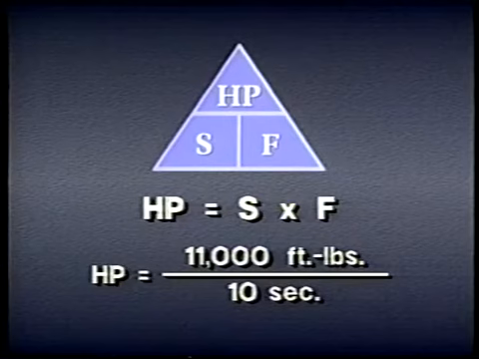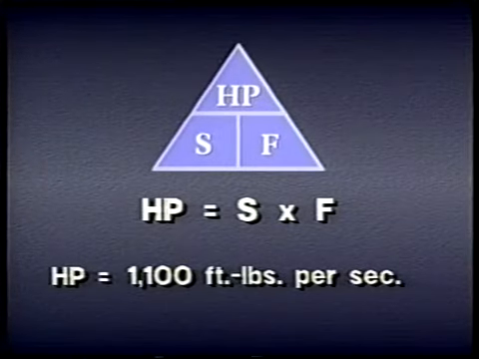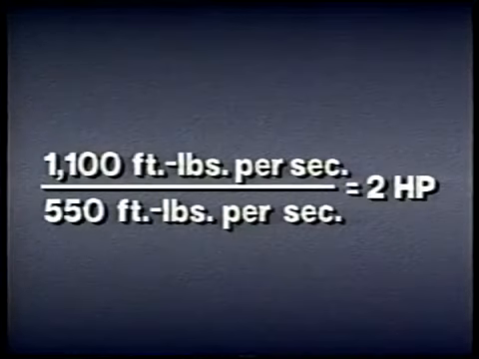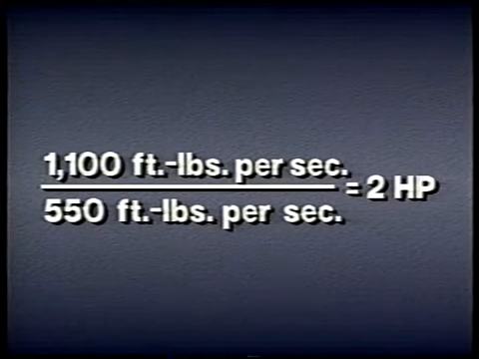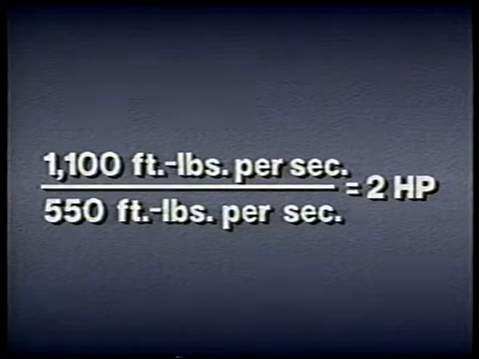1 foot times 11,000 pounds is 11,000 foot-pounds, which must be divided by 10 seconds. That gives us 1,100 foot-pounds per second. Since 1 horsepower equals 550 foot-pounds per second, the cylinder must develop 2 horsepower in order to move the 11,000-pound load 12 inches in 10 seconds.